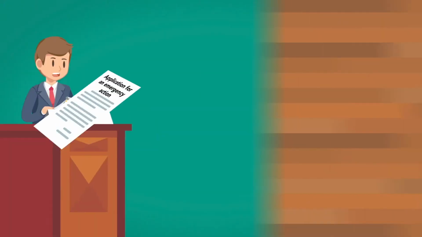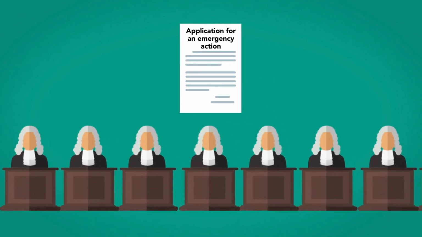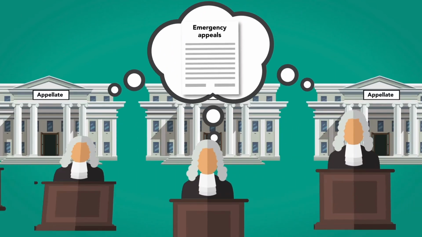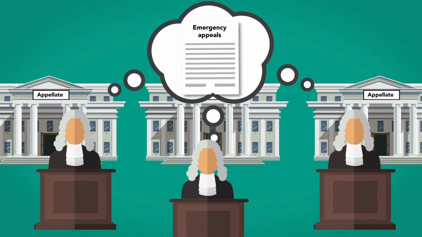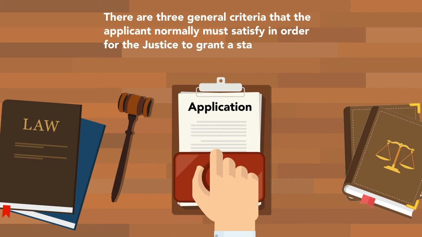An application for an emergency action, such as a stay of execution, may be addressed to any justice. Each of the federal appellate courts is assigned to a justice who considers emergency appeals from that court. There are 3 general criteria that the applicant normally must satisfy in order for the justice to grant a stay.